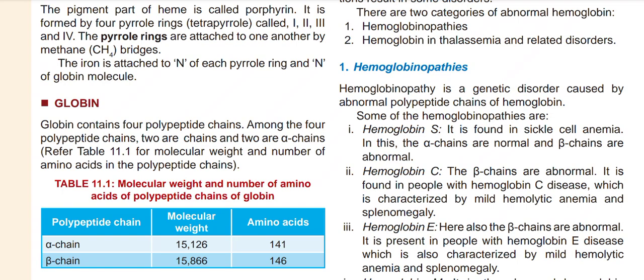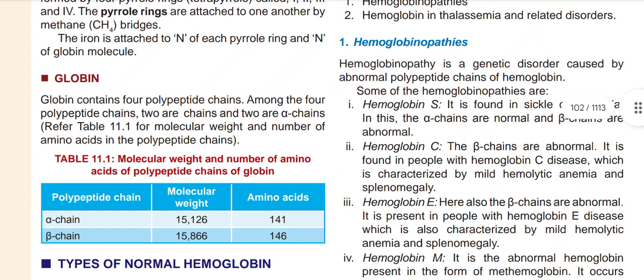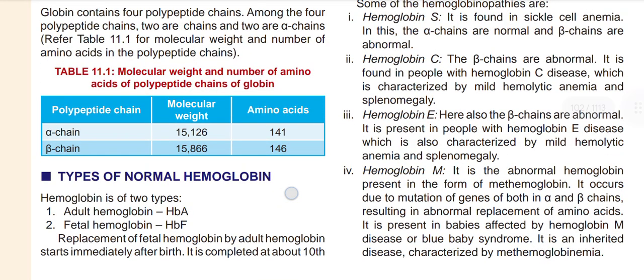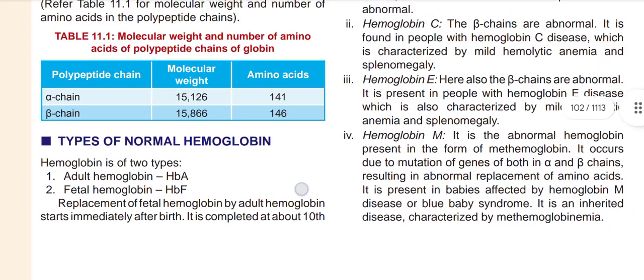Hemoglobinopathy is a genetic disorder caused by abnormal polypeptide chains of hemoglobin. Some of the hemoglobinopathies are hemoglobin S. It is found in sickle cell anemia, and in this the alpha chains are normal and beta chains are abnormal. Hemoglobin C, the beta chains are abnormal and it is found in people with hemoglobin C disease, which is characterized by mild hemolytic anemia and splenomegaly.